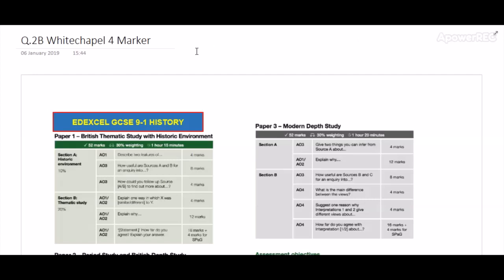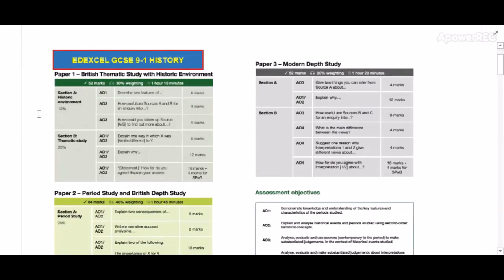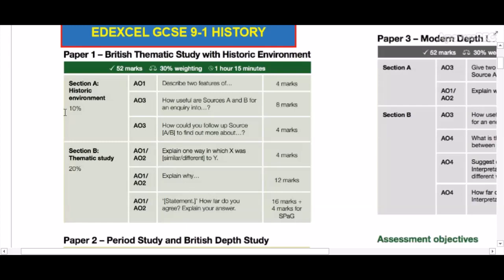Okay, so what I'm going to be doing with you here is just going to show you how to do the 4 marker in Whitechapel, which is actually question 2b, to be or not to be. So if I just zoom in here very quickly and show you, so this here is our crime and punishment paper, and the first section is on Whitechapel.